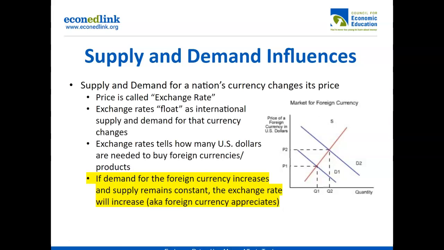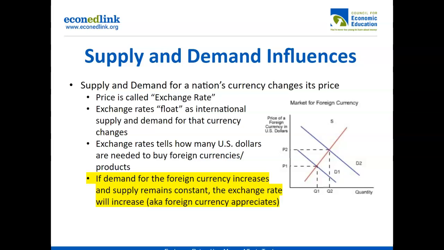Let's talk about supply and demand influences. Supply and demand for a nation's currency changes its price. The price is called the exchange rate. These are called floating because supply and demand for currencies around the world are constantly changing. The exchange rates, if we're talking about US dollars, tell us how much in US dollars we need to buy foreign currencies and or their products.